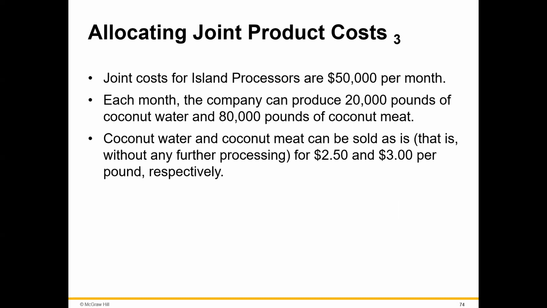So the joint costs up to the point where you split all this stuff apart is $50,000 per month. And the company can produce 20,000 pounds of coconut water and 80,000 pounds of coconut meat. All right. So the coconut water and meat can be sold as they are without any further processing for $2.50 per pound for coconut water and $3 per pound for coconut meat. All right.